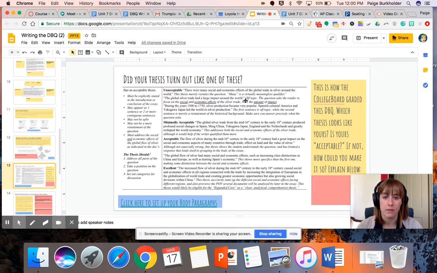Unacceptable theses look like this. There were many social and economic effects of the global trade in silver around the world. That is not acceptable. That is just a restatement of the prompt. Another person said, the global silver trade had a large impact around the world. Really?